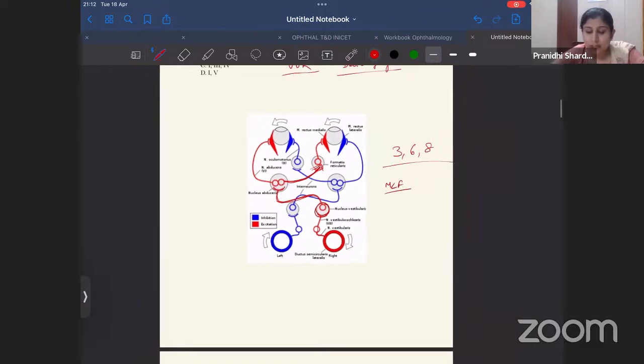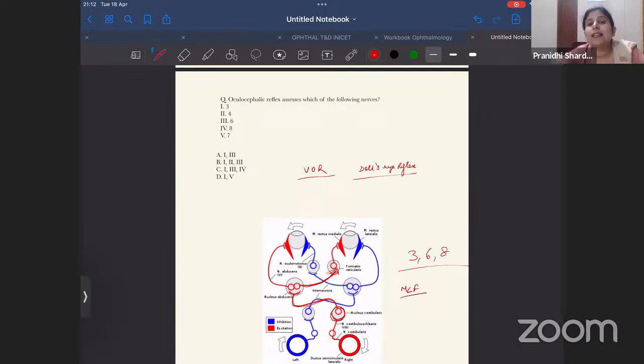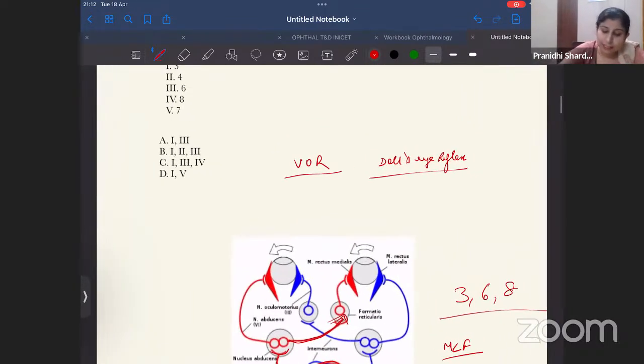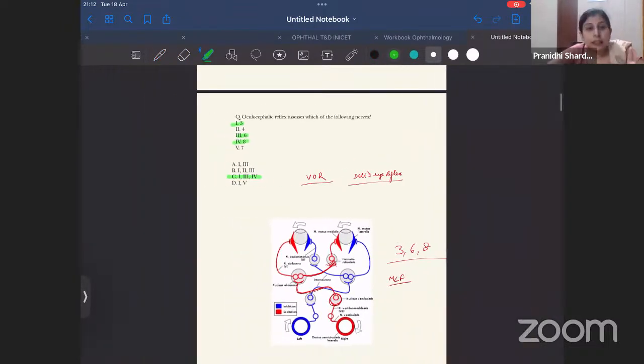So here the question was not asked about the direction or anything. It was just asked which of the following nerves the oculocephalic reflex assesses. That is very simple, as we discussed: the third nerve, sixth nerve, and eighth nerve are being tested in the oculocephalic reflex. And these options 1, 3, and 4 are given in option C. So third, sixth, and eighth nerve are tested in our oculocephalic reflex, and this is also the basis for internal nuclear ophthalmoplegia. This is the basis of our PARC 3 step test, the third step of the PARC test.